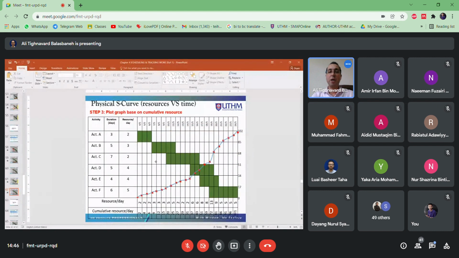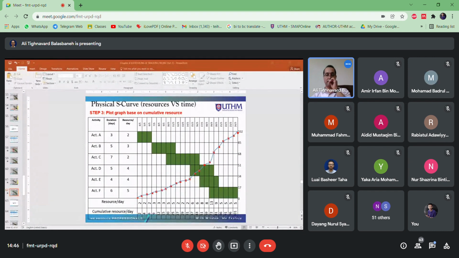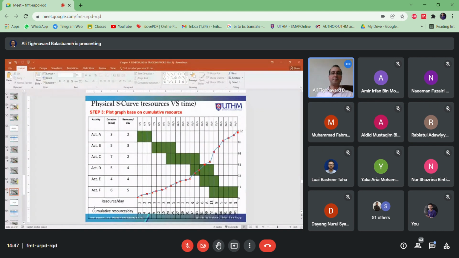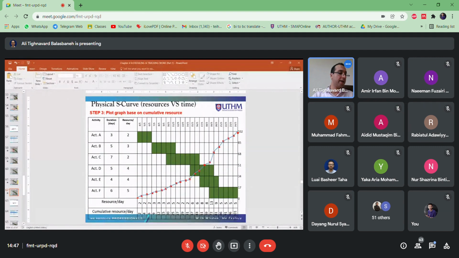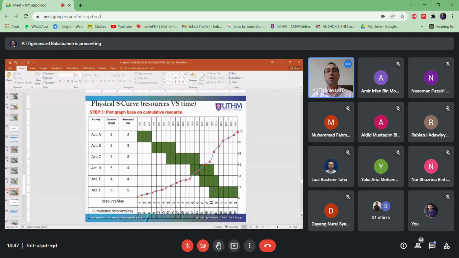And then plot the graph based on cumulative resource, as you can see here. Okay, take a look. So what you see here is not necessarily a standard S curve. That depends on the types of activity, and on what you want to extract from a curve, such as financial, such as resources, or even the work progress.